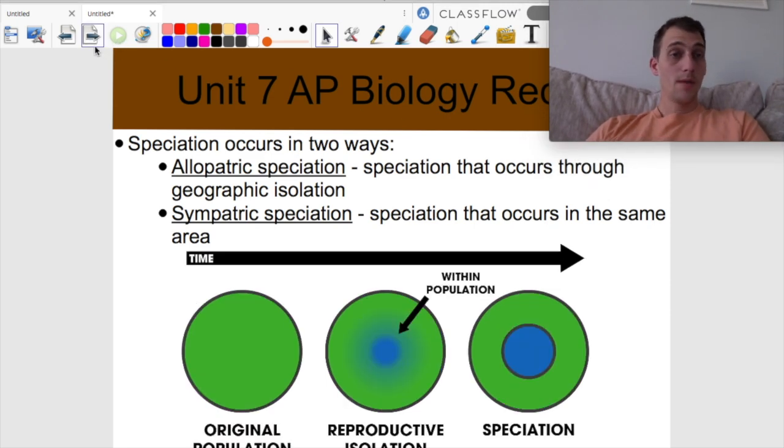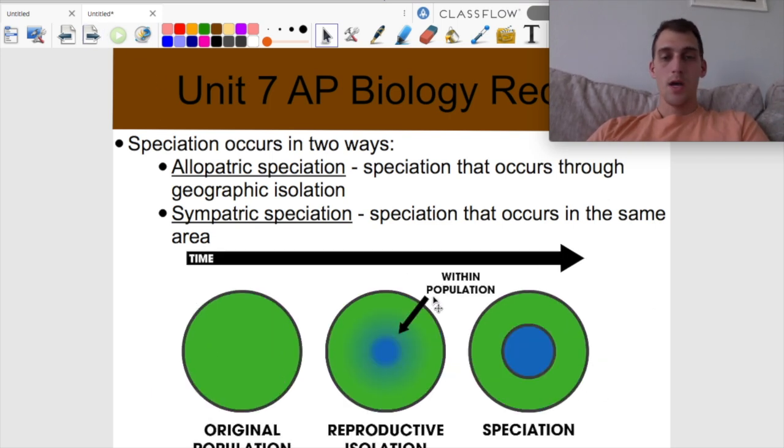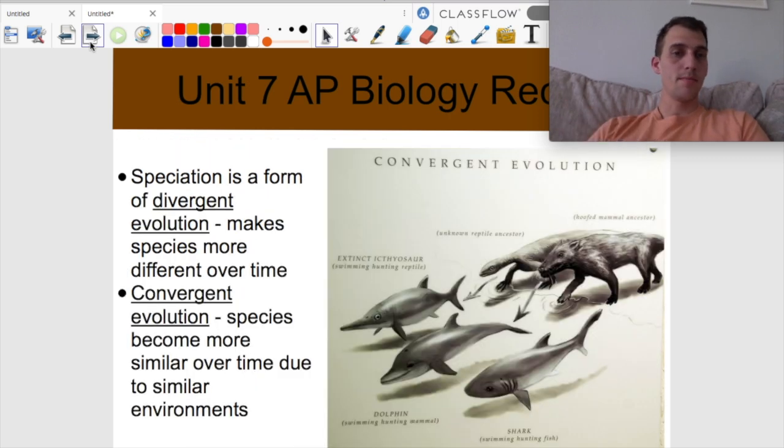All right. So yeah, this is allopatric, right? Geographic barrier, reproductive isolation. Yep. And here is sympatric, right? It's a subgroup of the population that grows within the same geographic area as the first population. There you go, that is sympatric.